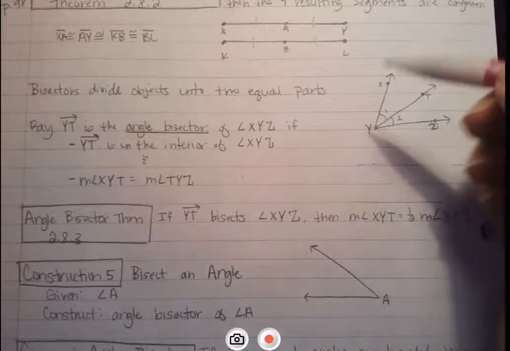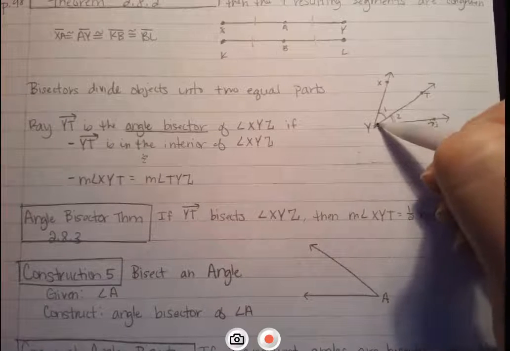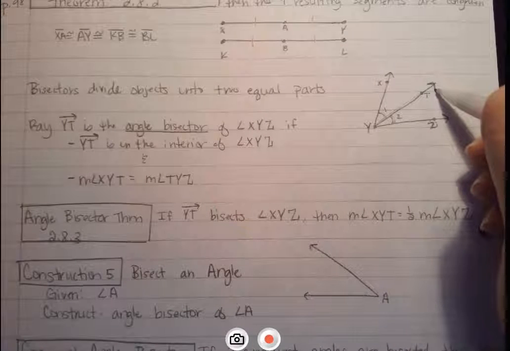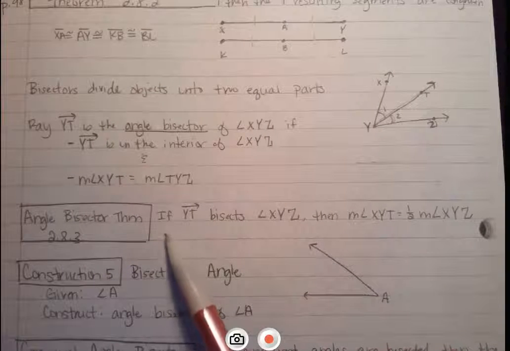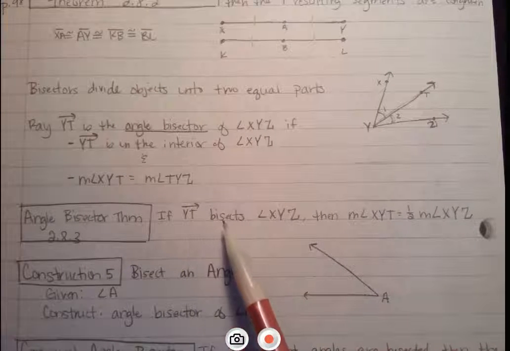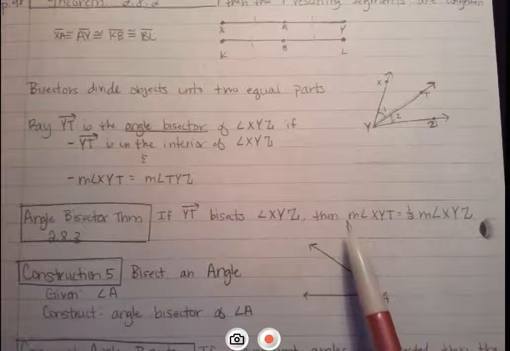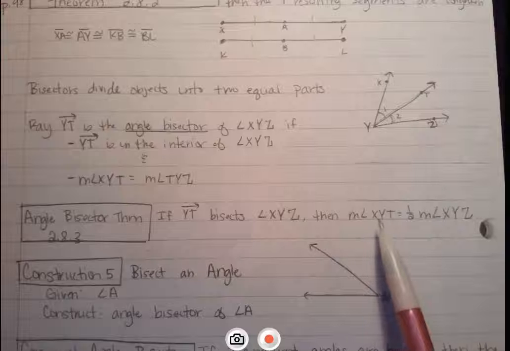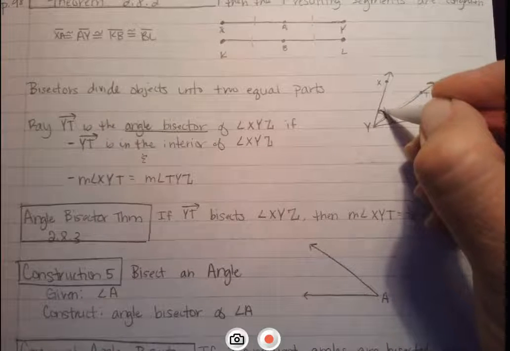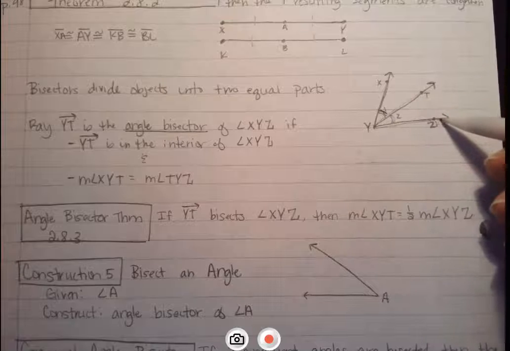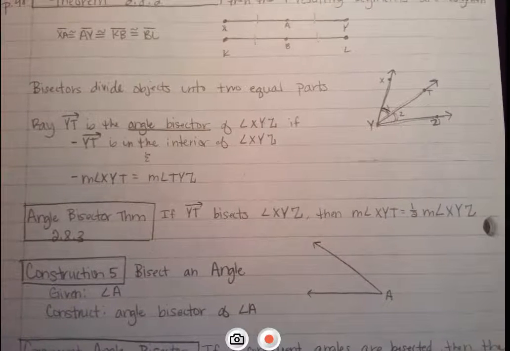Okay, so that's what it's saying, like their notation here. Angle 1 has to be congruent to angle 2 for this ray to be an angle bisector. So that takes us to our angle bisector theorem. If YT bisects angle XYZ, then the measure of angle XYT equals half the measure of angle XYZ, right? Because we're cutting it in half.